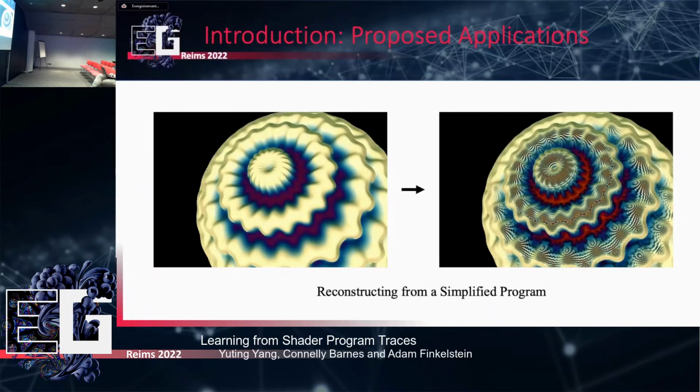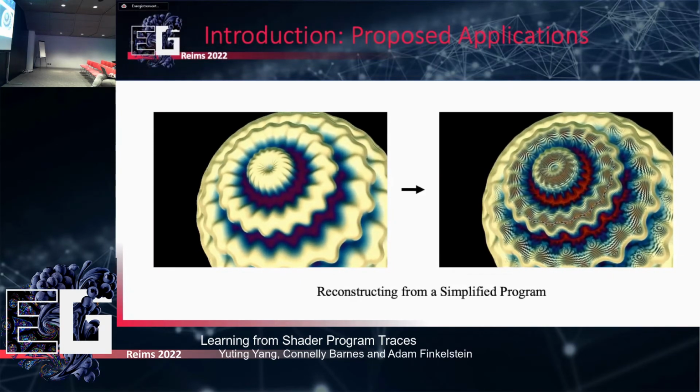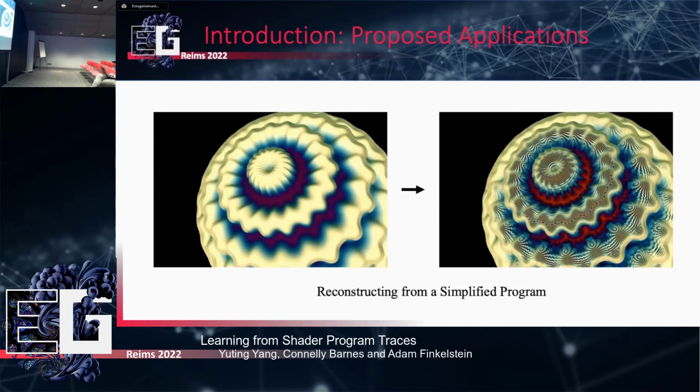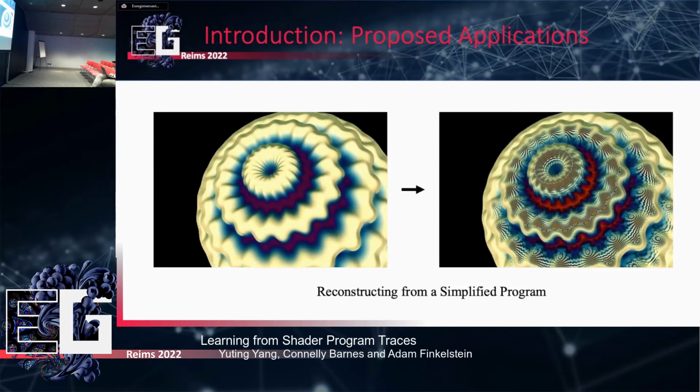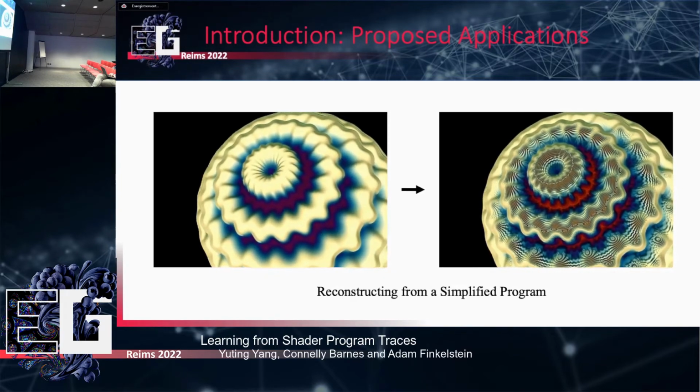Our second example is reconstructing the original shader rendering shown on the right from the output of a simplified program shown on the left. The simplified program runs much more quickly, but notice on the left, all the high frequency textures are missing.